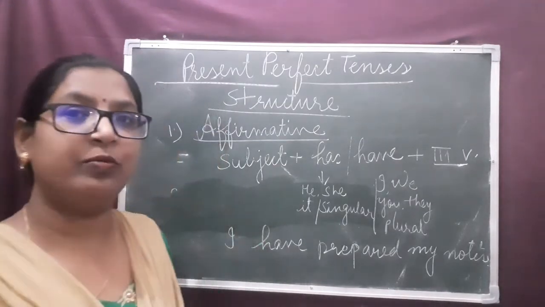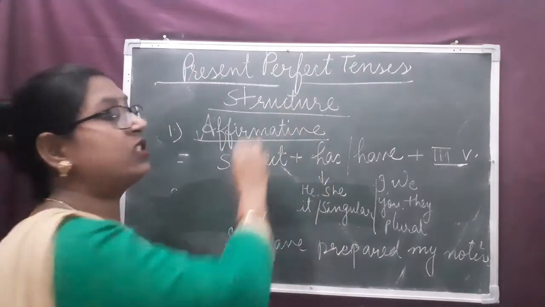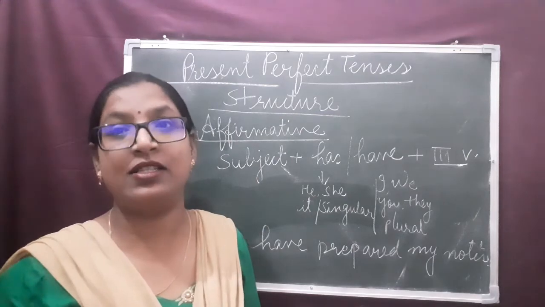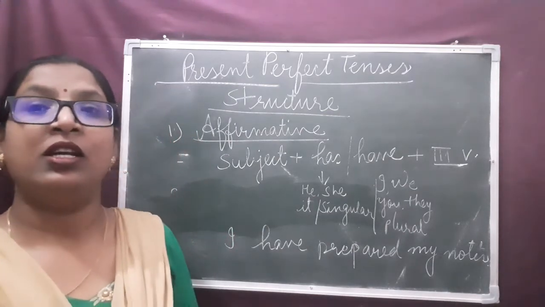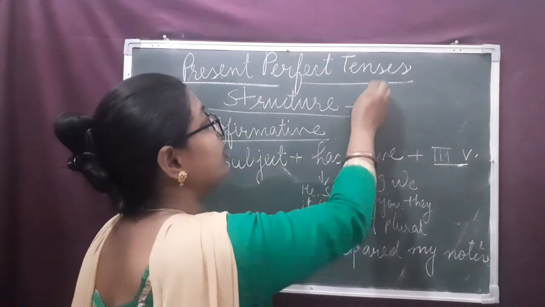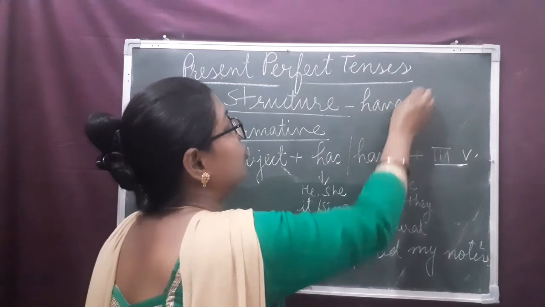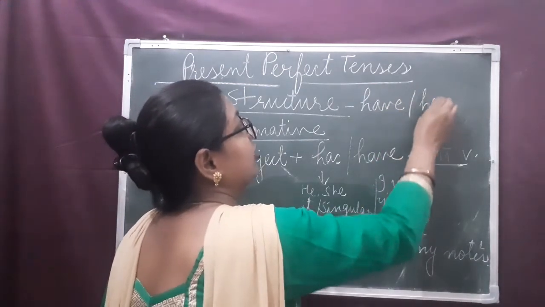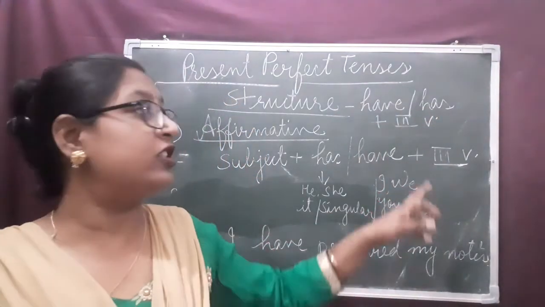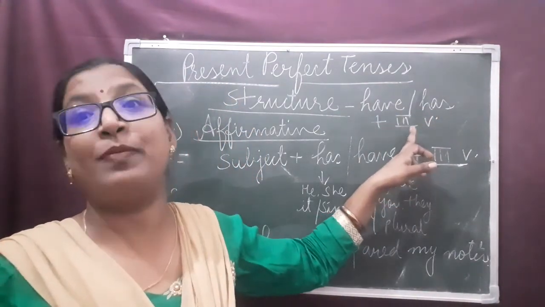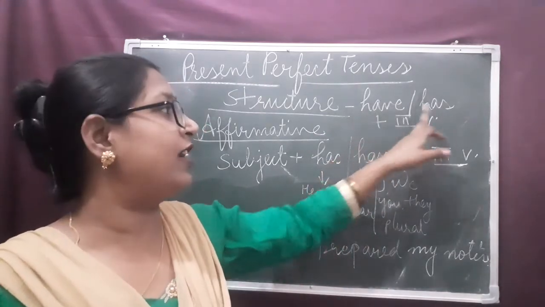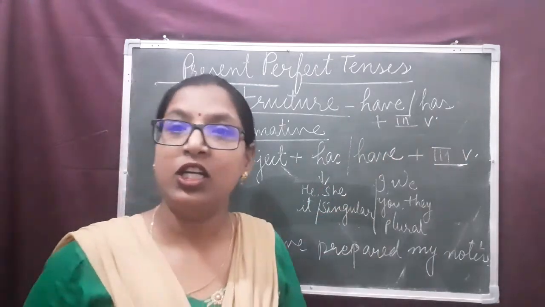Okay, now look at the board very carefully. We are going to study about the structure. How to frame different kinds of sentences in present perfect tense. Mainly the structure of perfect tenses is we use the helping verb have or has plus third form of the verb. Clear? What is the third form of the verb? That is the past participle form of the verb. This is the structure mainly. Have and has plus third form of the verb.